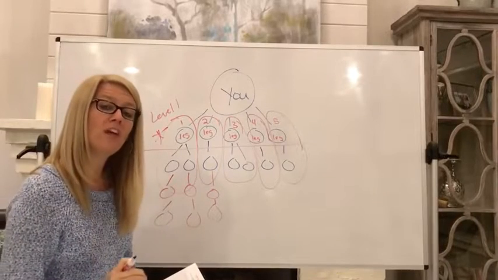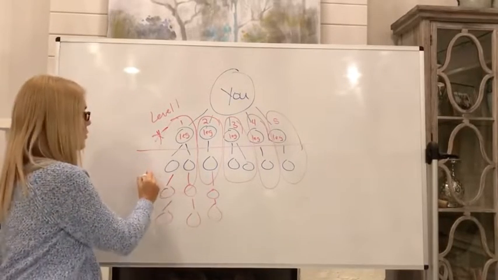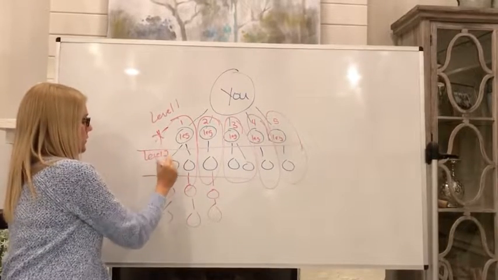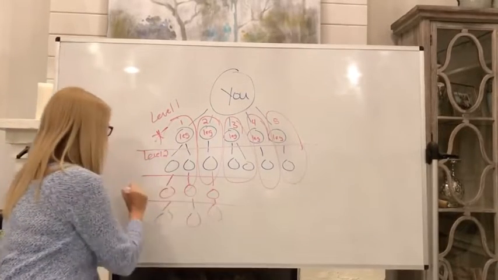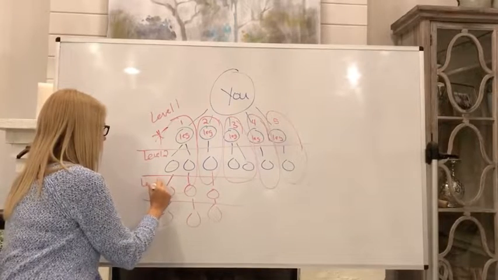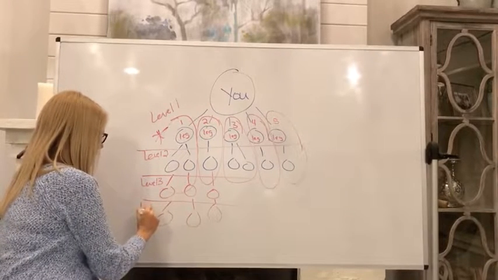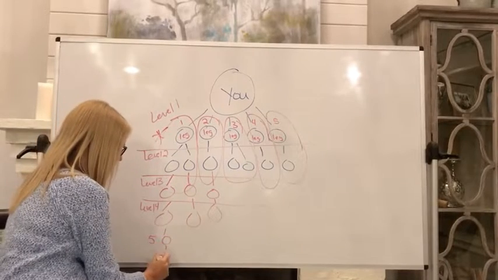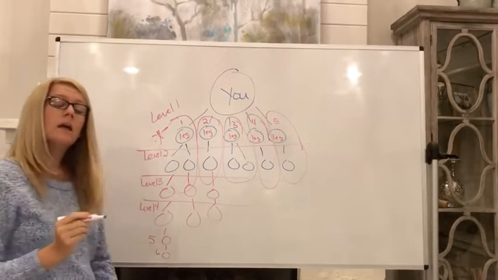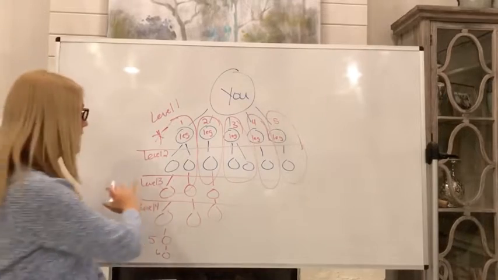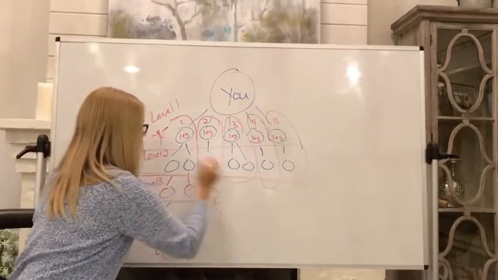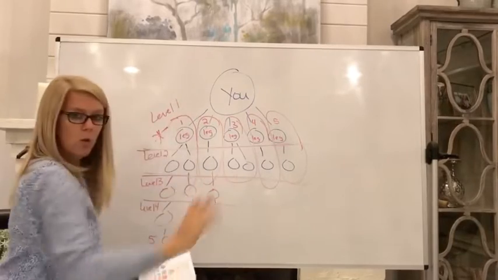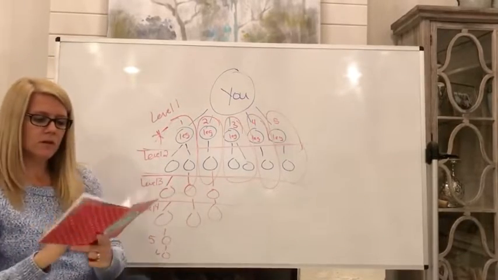Everybody that they've enrolled, that they've kept on their level 1, is now your level 2. And everybody they've enrolled is on your level 3. And so on. Level 4. And if they enroll somebody, level 5. And if they enroll somebody, level 6. Legs go down, levels go across. Does that make sense? Legs go down, levels go across, okay?